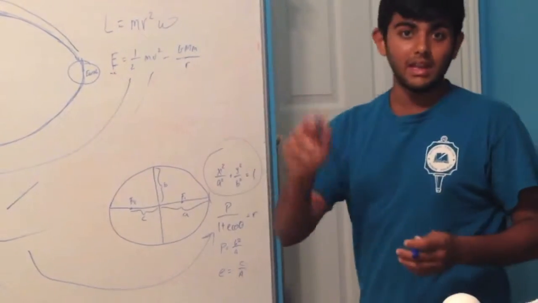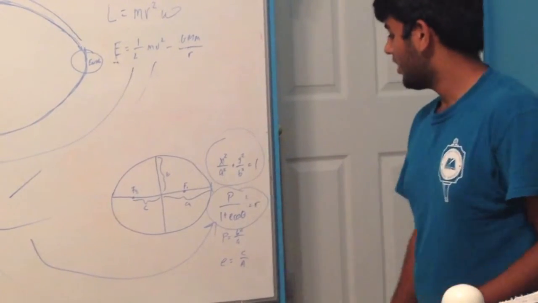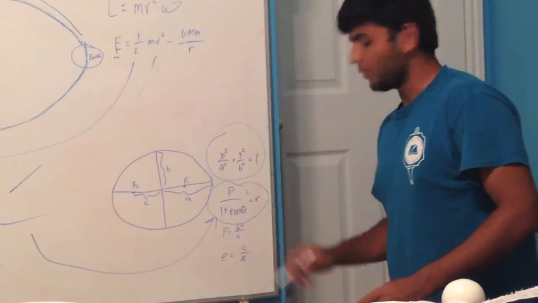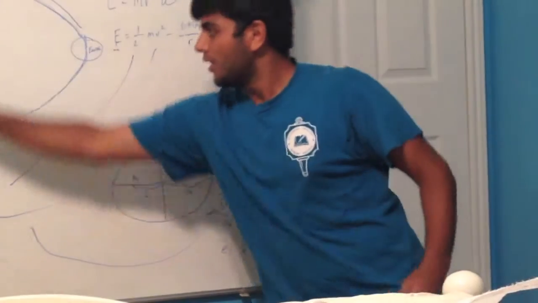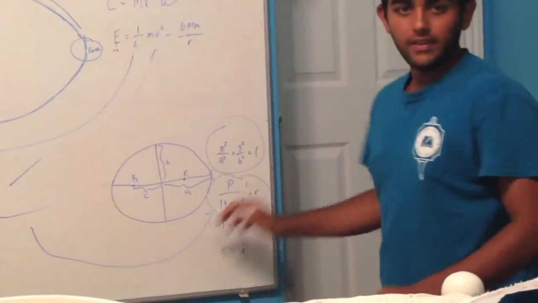Now, what you may not recognize is this equation right down here, where r is equal to p, which is basically just the parameter of the ellipse, over 1 plus e cosine theta.